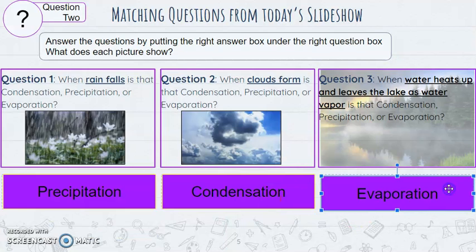And you can think about this. The word vapor is right in the middle there. So it is leaving the water as vapor or gas and going into the air.